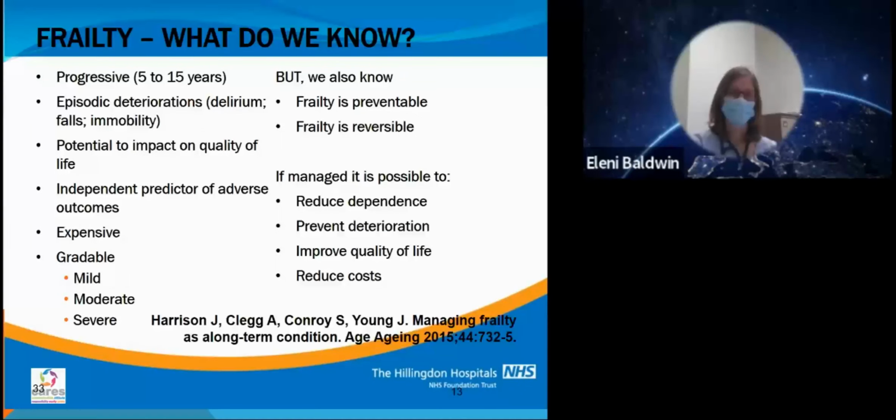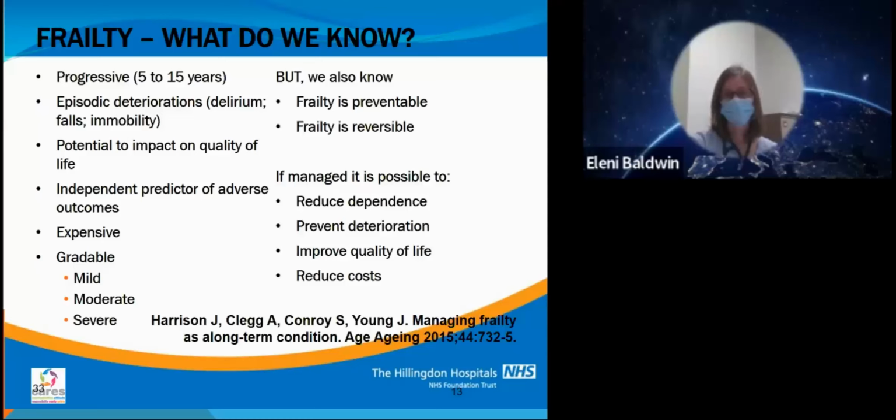So this is, again, kind of in a nutshell what we know about frailty. It's a progressive long-term condition. It's got these episodic deteriorations. Sometimes I try and tell the juniors it's a little bit like COPD. They've come in with a fall, maybe they've got a worsening of their knee arthritis. They're suddenly much more dependent on people.